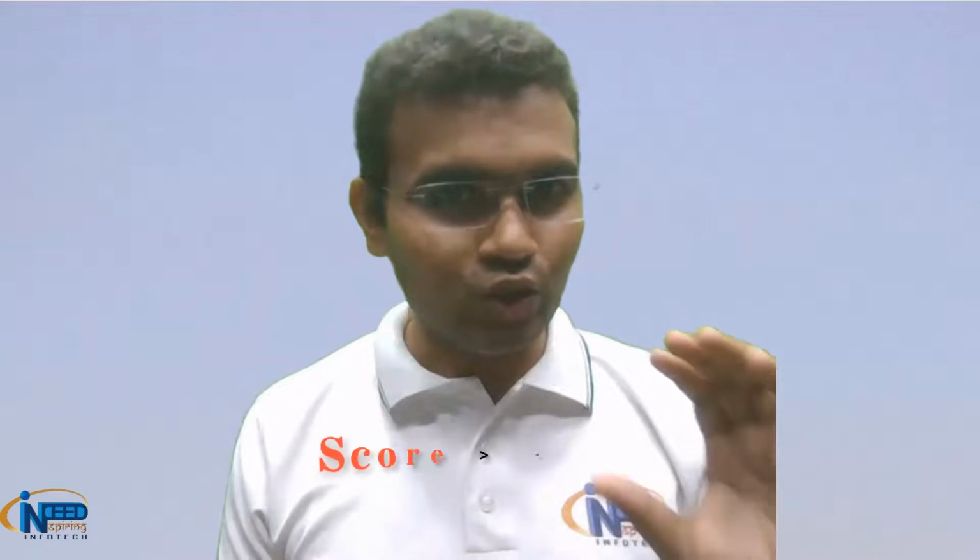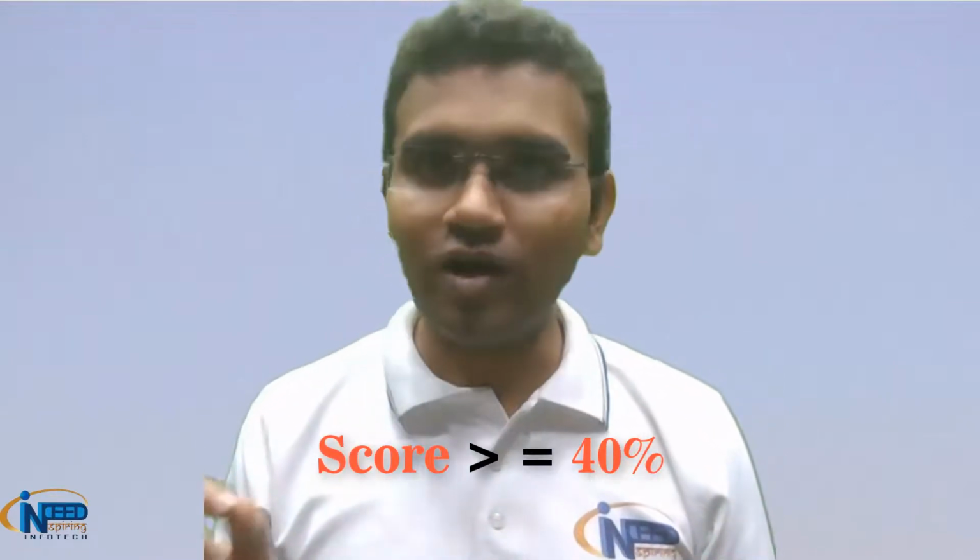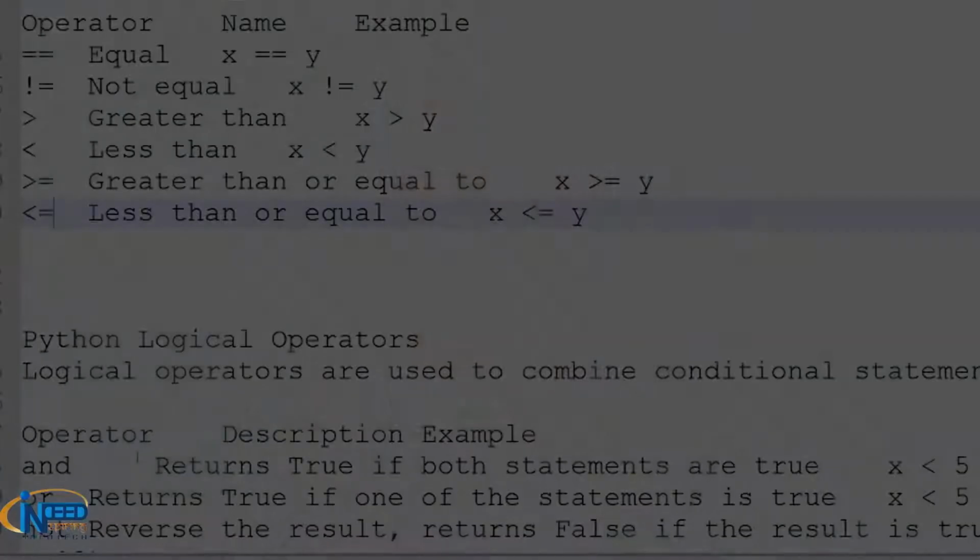Let me give you another example. If you want to declare somebody as pass or fail, then you can check on the score. Let's say the minimum score to pass is 40%. So you will check student score is greater than or equal to 40, and that is going to give you a true or a false. So this is how you can make use of comparison operators.